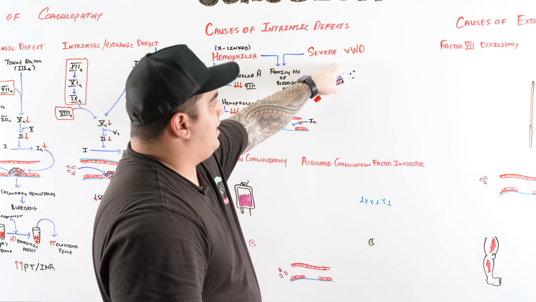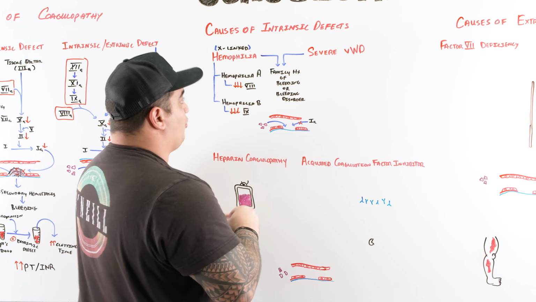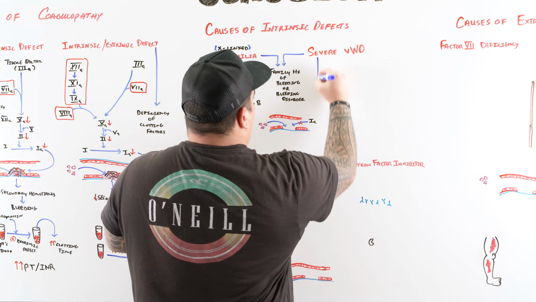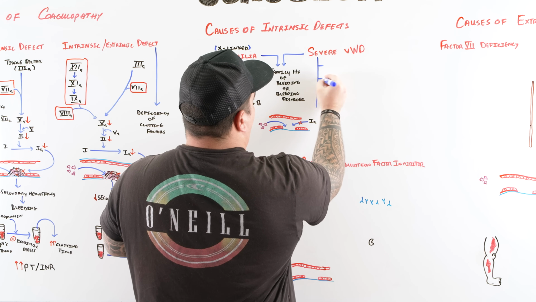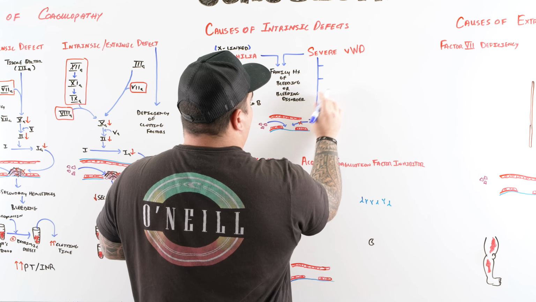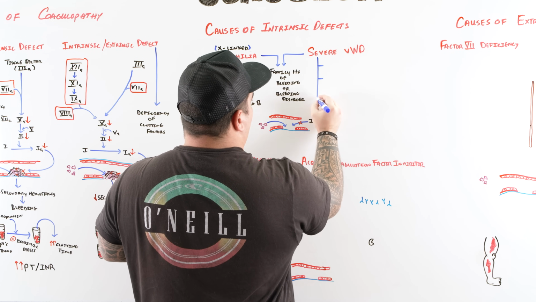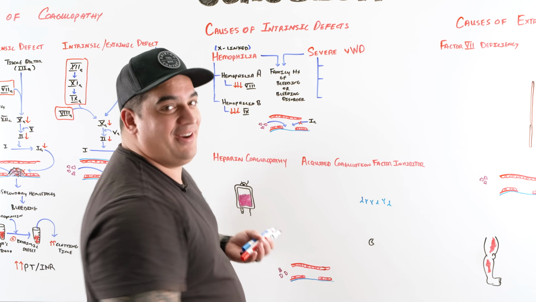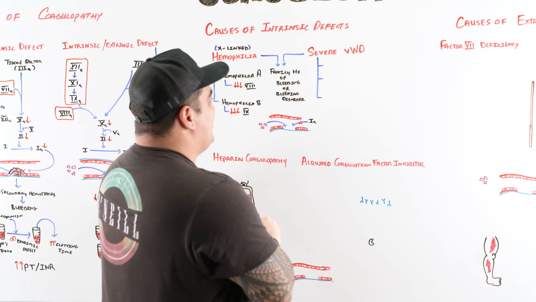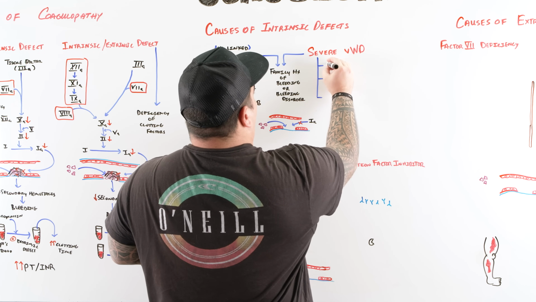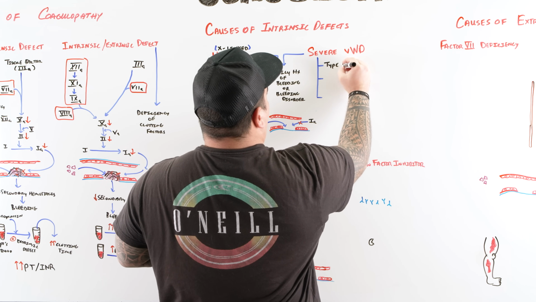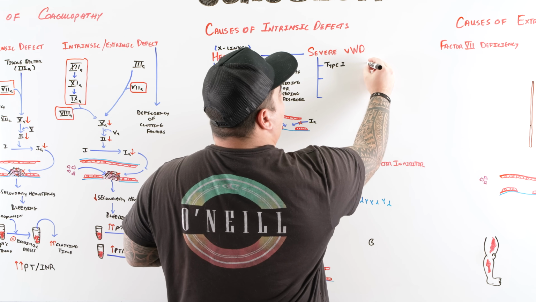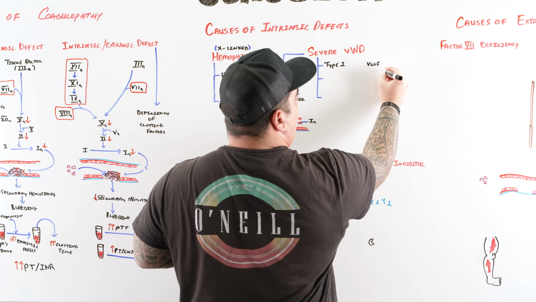Big thing here, von Willebrand's disease. This one actually comes in 3 different flavors. So there's type 1, type 2, and type 3. Type 1 is the most common, type 2 is the next most common, and type 3 is extremely rare, but unfortunately it's what we're talking about here in the coagulopathy lecture. So type 1 von Willebrand's disease is when you have a very, very low level of von Willebrand factor.